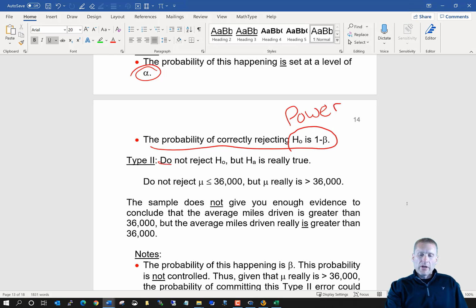Type 2 error: do not reject H0, but HA is really true. So based upon our sample, we say, okay, I cannot reject mu is less than or equal to 36,000, but in fact, it was. And so that is an error, but we don't control the probability of making that kind of an error.